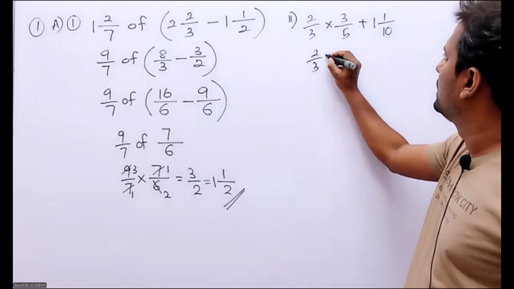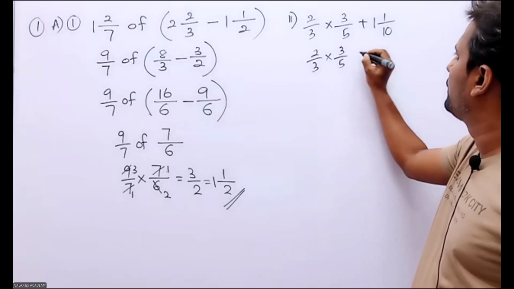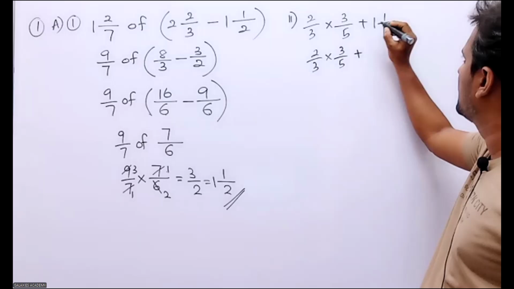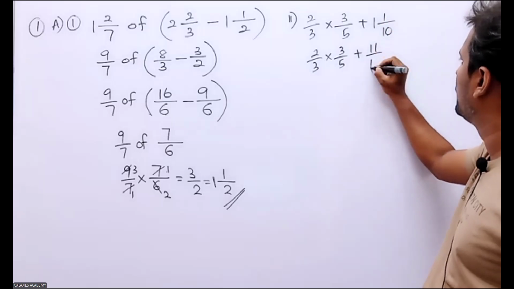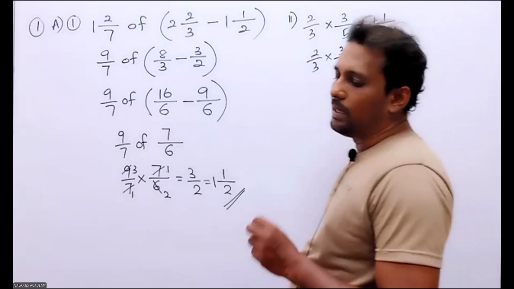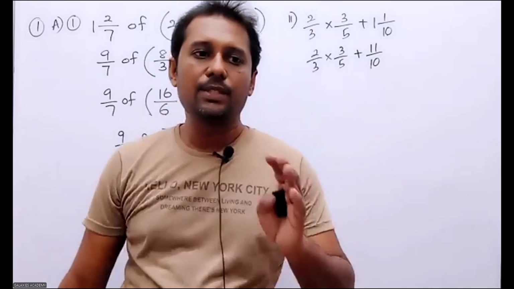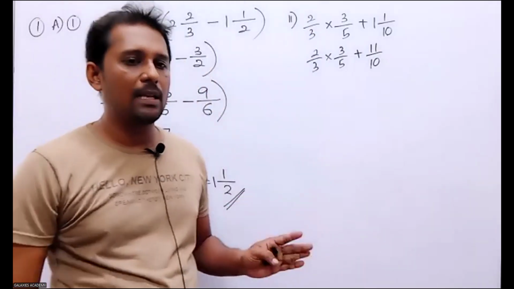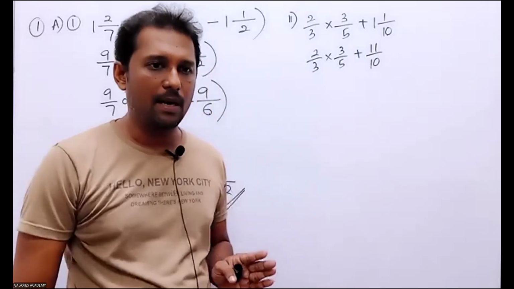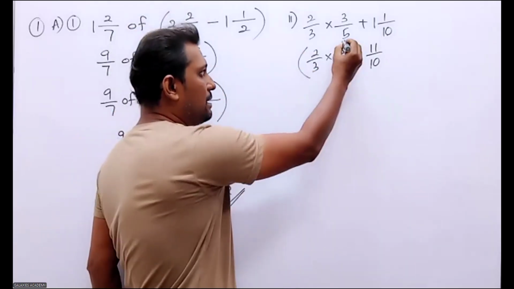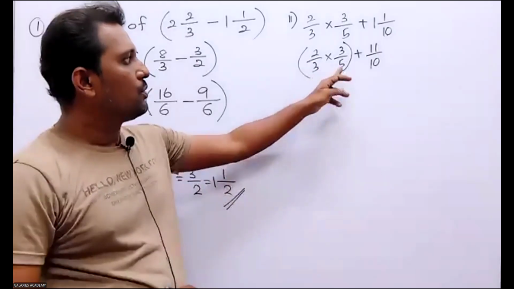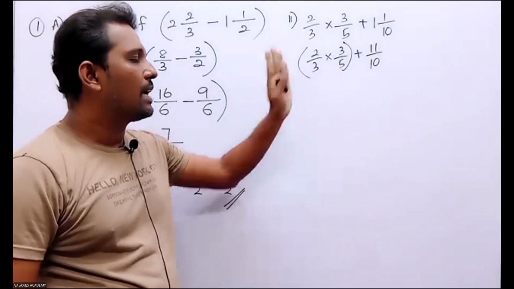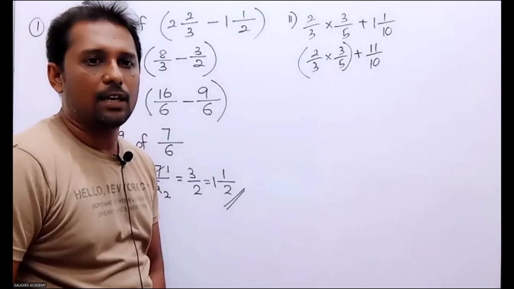So 2 over 3 multiply 3 over 5, add 10 times 1, 10 plus 1, 11 over 10. Then there are two mathematical operations. You can see multiplication and addition. According to BODMAS rule, first you have to do the multiplication part. So first we can simplify this part. These two multiply, so you can simplify the numerators and denominators.